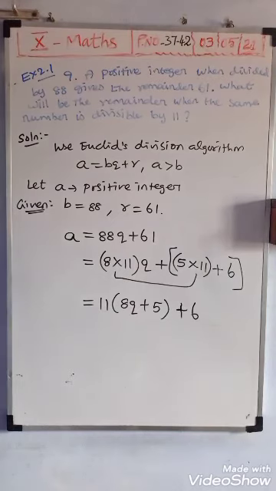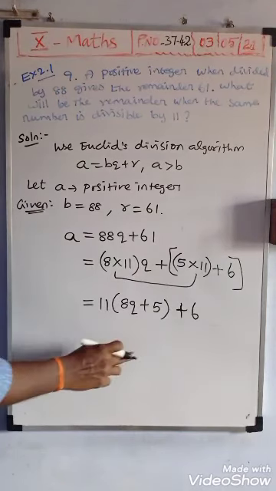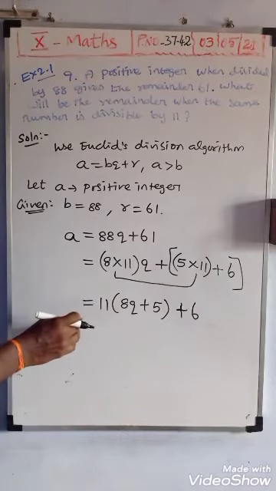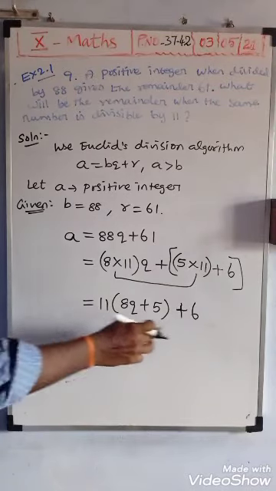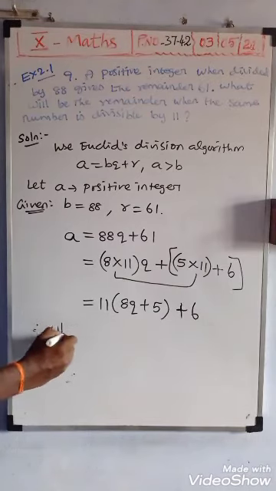Or else, you should divide both sides by 11, which means A by 11, 11 and 11 cancel, yes, 6 by 11. So you should divide it by the same number 11, which means the remainder you will receive is 6. Okay, therefore we receive the answer. You should write the reason.